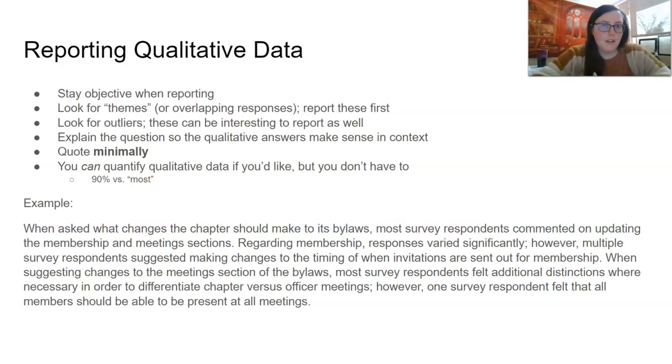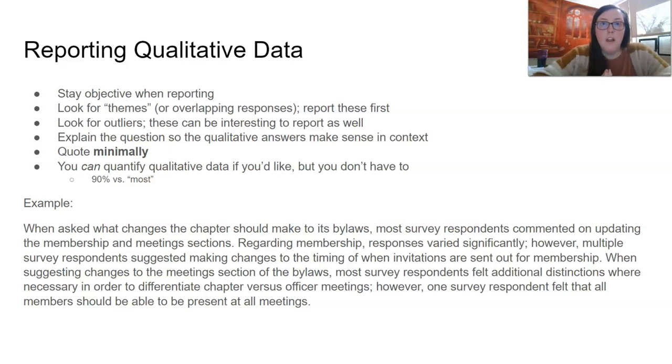But I did notice an outlier. There was one person who wanted the complete opposite of that. So that felt important to comment on. I'm still trying, throughout these three sentences, to stay objective. I'm not trying to interpret or make any suggestions at this point when I'm reporting the results of my quantitative and qualitative sections. I just want to tell my reader, here's what I learned.